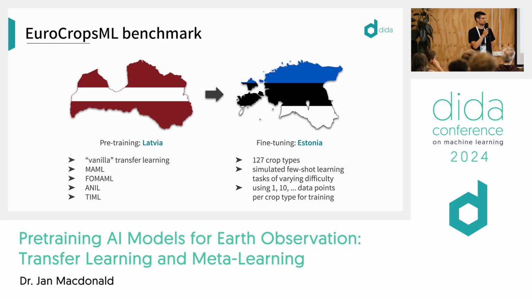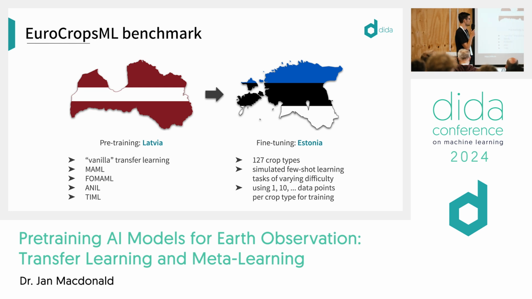So we start with some rather similar countries in terms of similar climate, similar agricultural practices, probably also a lot of similar crop types. Not all of them will be equal, but there's quite a bit of overlap there. And then we check all of these different algorithms that I just introduced, how well they can transfer knowledge now from Latvia to Estonia. In Estonia, we have data for 127 crop types available.